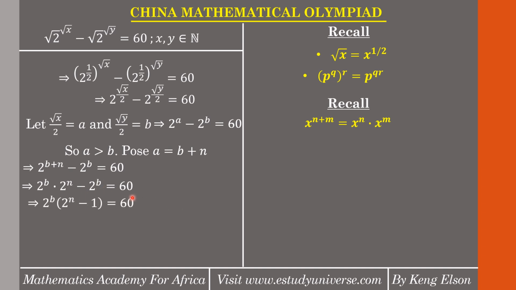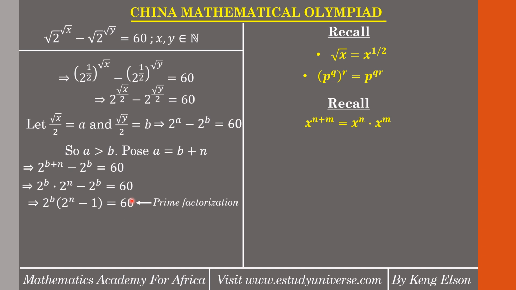From here we factorize 2 to the b from both terms. We are going to be left with 2 to the n from here, and here we are going to be left with 1. Okay, now it becomes very interesting. Let us again interpret what we have. Now what we have here is 2 to a power times 2 to another power minus 1 is equal to 60. So when I look at this, what comes to my mind is what we call prime factorization. Now what is prime factorization? Prime factorization is basically expressing a number as a product of its prime factors, or as a product of the powers of its prime factors.